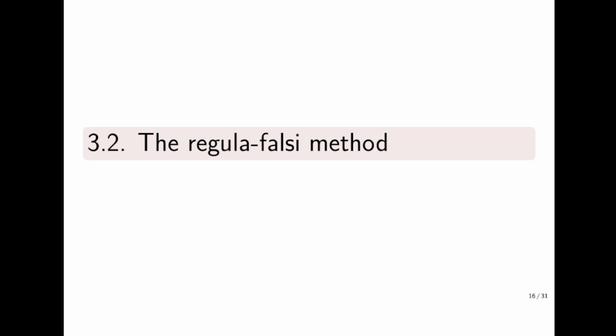Hi everyone. Today we are going to explore the Regula-Falsi method, also known as the method of false position, to find the zero of a continuous function. This method is closely related to our previous bisection method as both rely on the intermediate value theorem as their underlying principle. Let us quickly recall the intermediate value theorem.